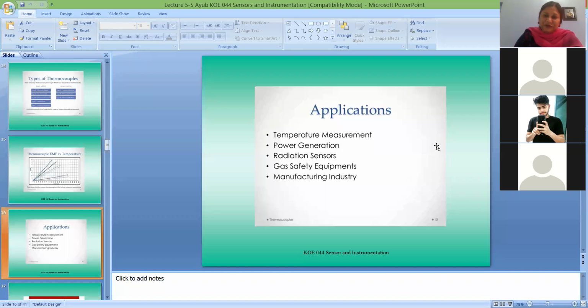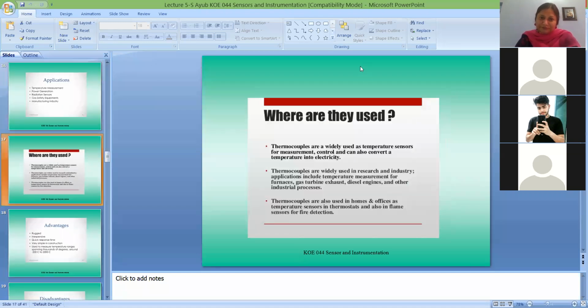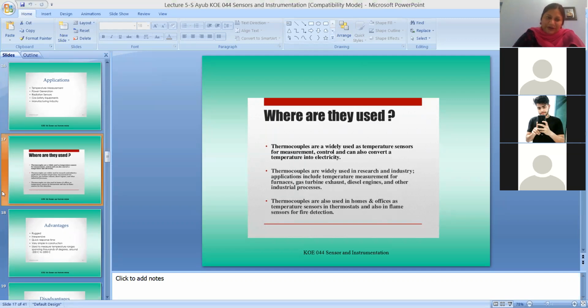Now, what are the applications of thermocouples? For temperature measurement, for power generation, for radiation sensors, for gas safety equipment, because there also we do temperature measurement. In the manufacturing industry, we use them for temperature measurement. Also, we use these thermocouples as sensors for measurement, control, and they can also convert temperature into electricity. Thermocouples are used in research and industry for furnaces, gas turbine exhaust, diesel engines, and other industrial processes. It is also used for fire detection, and for body temperature measurement.